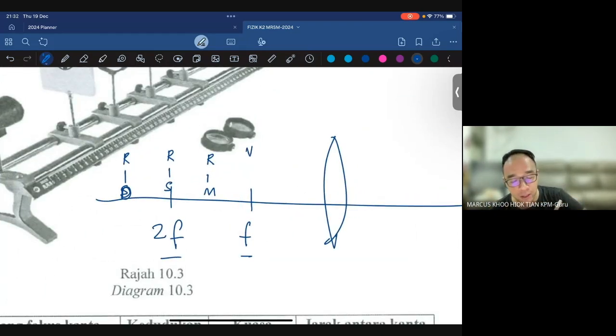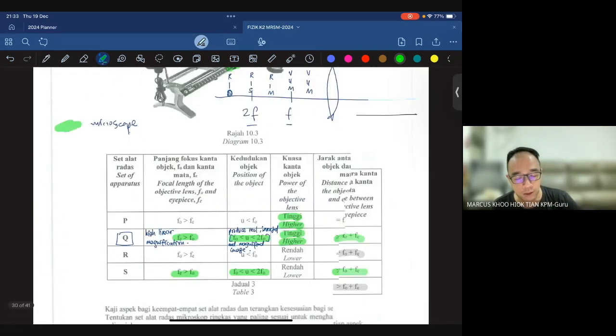Okay, at F is virtual, upright, magnified but at infinity. Less than F is virtual, upright, magnified. Real, inverted, diminished: if your object is beyond 2F, your image will be real, inverted, diminished, which is nyata, songsang and diminish, lebih kecil. Real, inverted, same size is nyata, songsang dan sama size. M is magnified, lebih besar, V is maya. Virtual, upright. Upright is tegak. So please remember this.